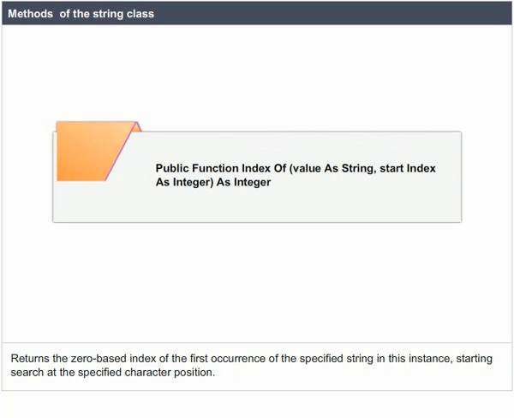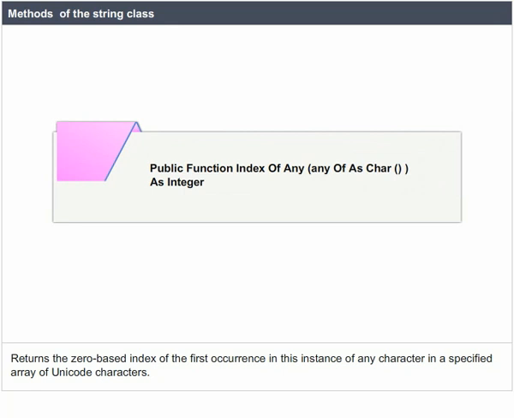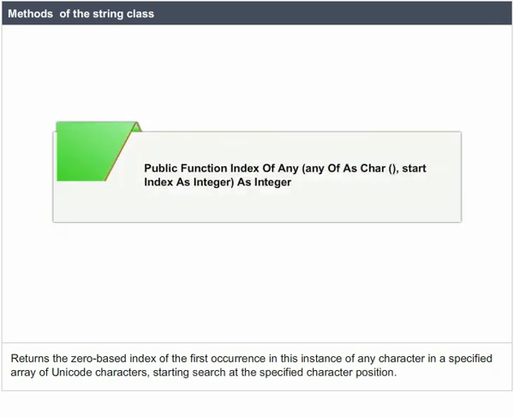Public Function IndexOfAny(anyOf As Char()) As Integer returns the zero-based index of the first occurrence in this instance of any character in a specified array of Unicode characters. Public Function IndexOfAny(anyOf As Char(), startIndex As Integer) As Integer returns the zero-based index of the first occurrence in this instance of any character in a specified array of Unicode characters, starting the search at the specified character position.